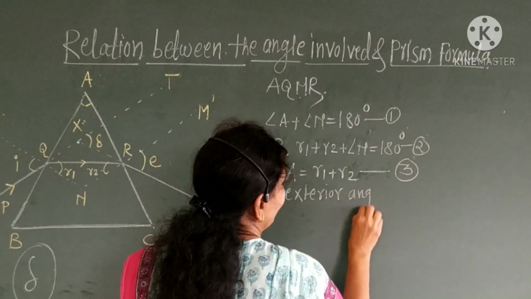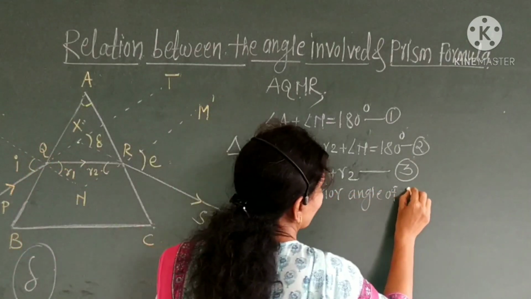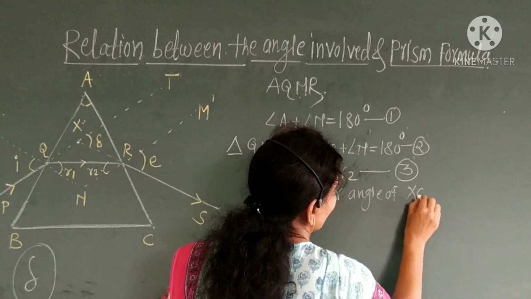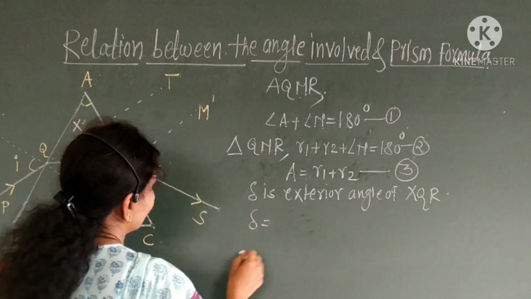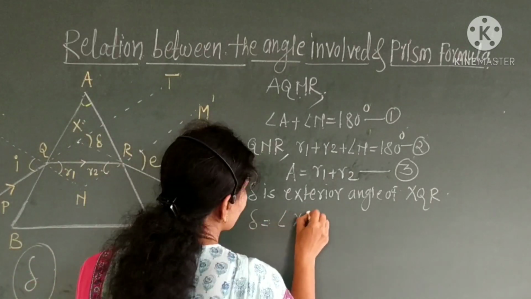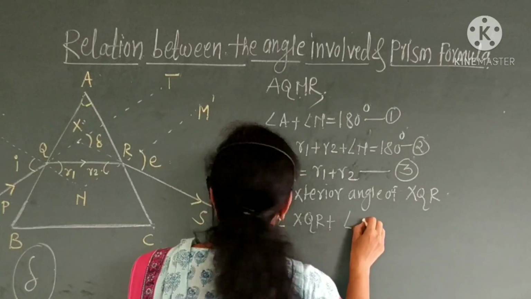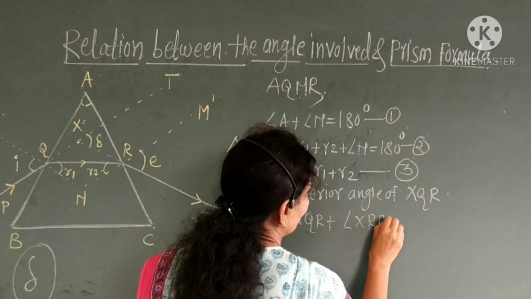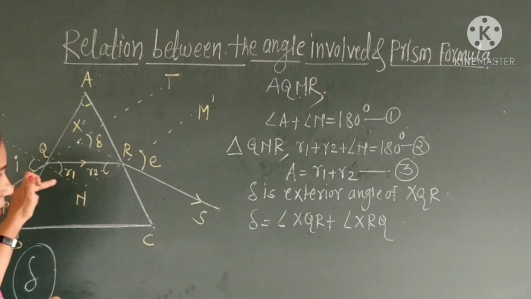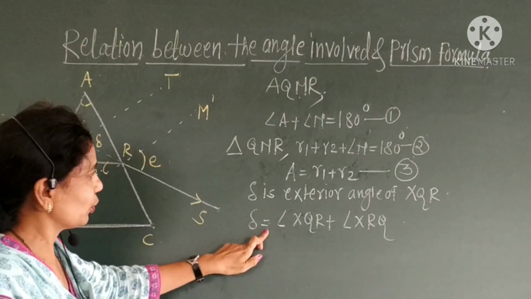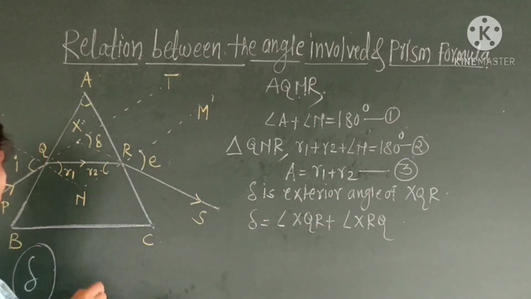Okay, then as delta is the exterior angle of XQR, what is delta? Delta is equal to angle XQR plus angle XRQ. Okay? Delta is the exterior angle. Therefore, delta is equal to XQR plus XRQ.